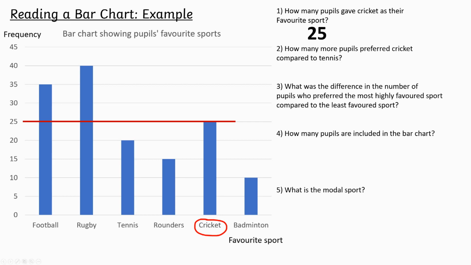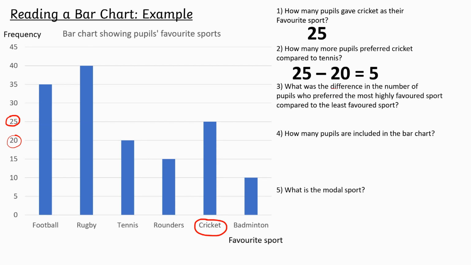How many more pupils preferred cricket compared to tennis? Well, to work this out, I could first of all read how many liked cricket, which was 25. Then I could read how many liked tennis, which was 20. And the difference is obviously going to be 5.